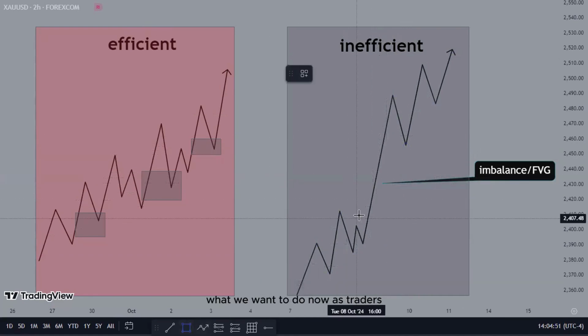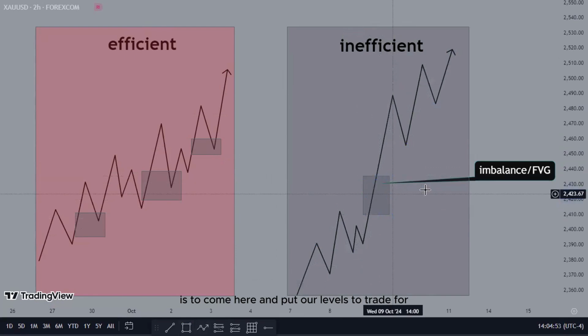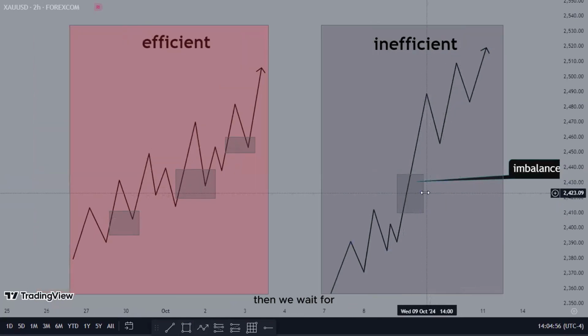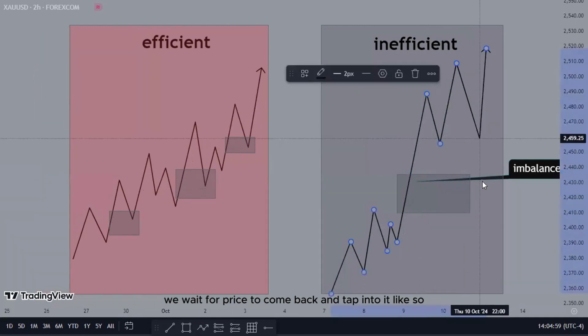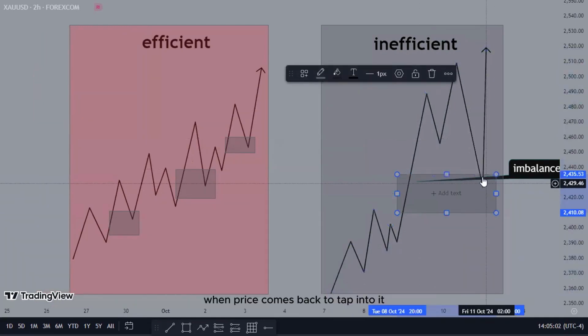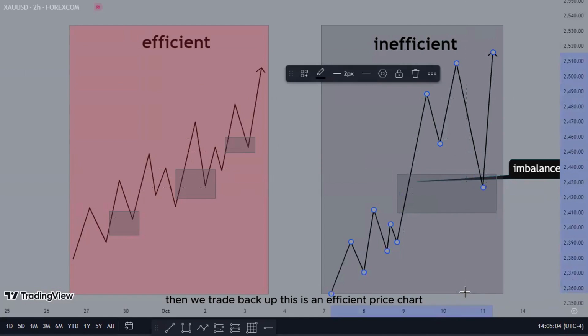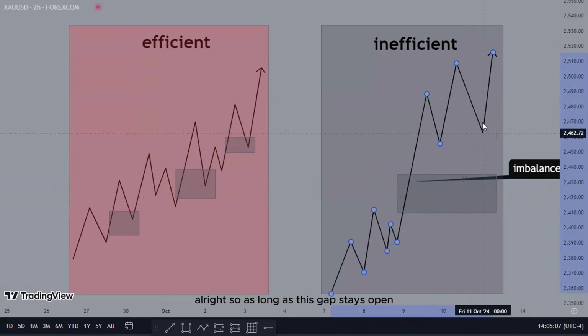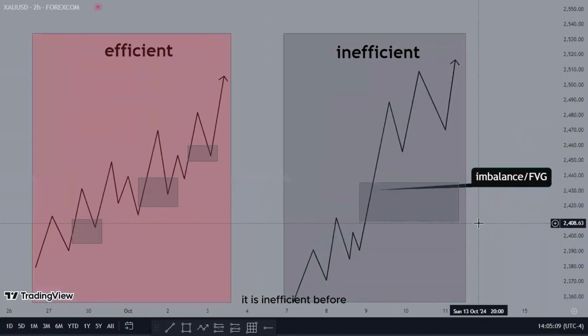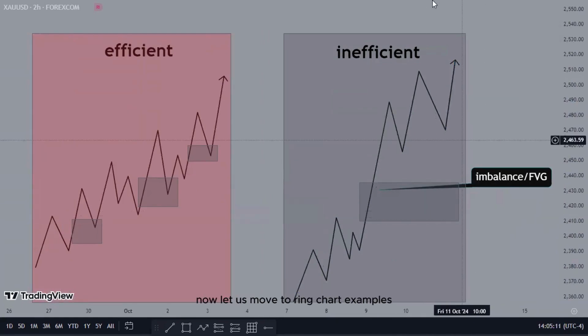What we want to do now as traders is to come here and put our levels to trade from. We can trade out like this, then we wait for price to come back and tap into it, like so. When price comes back to tap into it, then we trade back up. This is an efficient price chart. So as long as this gap stays open, it is inefficient. Beautiful. Now let us move to real chart examples.